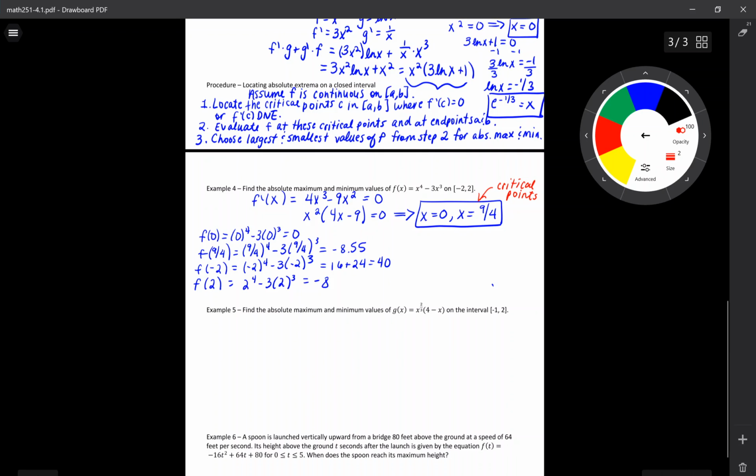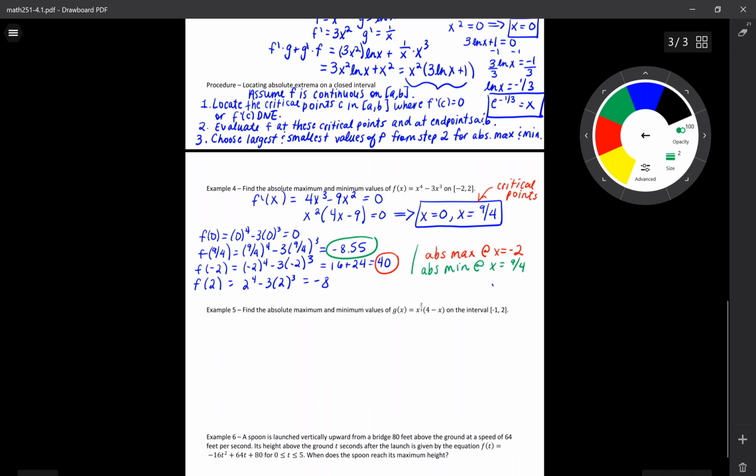So I have to pick the largest of these f values. Obviously that's 40. So I have an absolute max at x equals negative 2. And I pick the smallest y value here. That's negative 8.55. And that means that I have the absolute min at the point x is equal to 9/4.